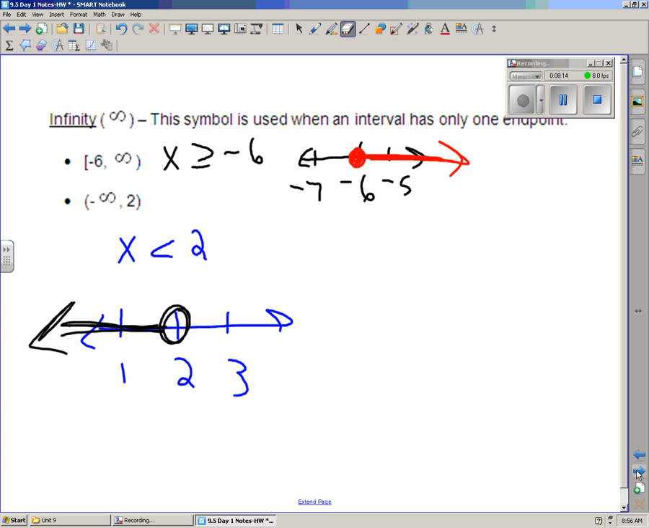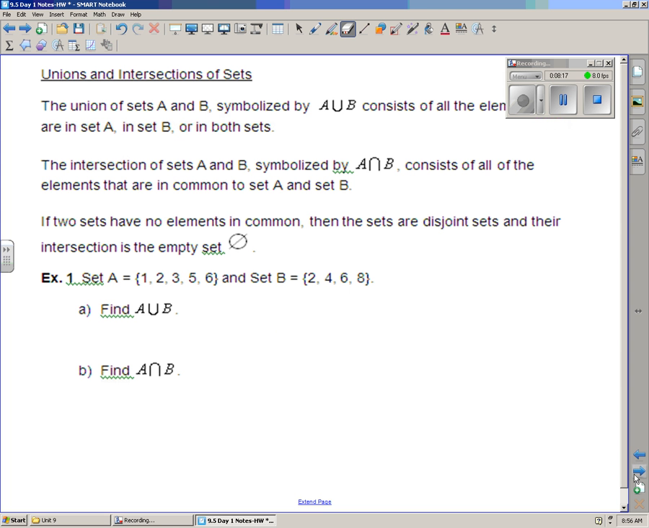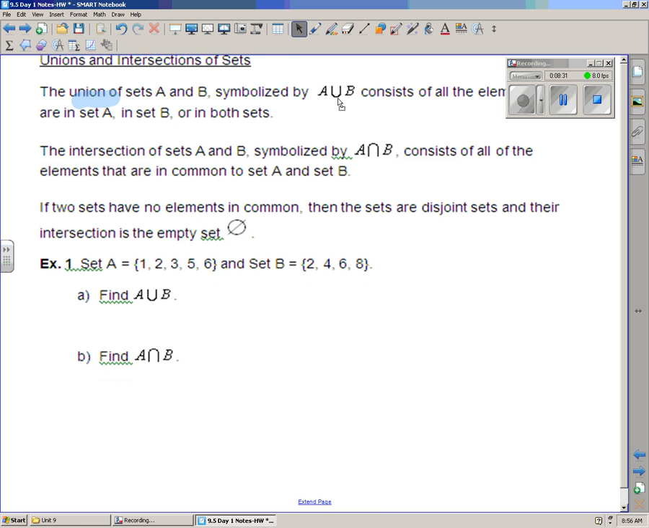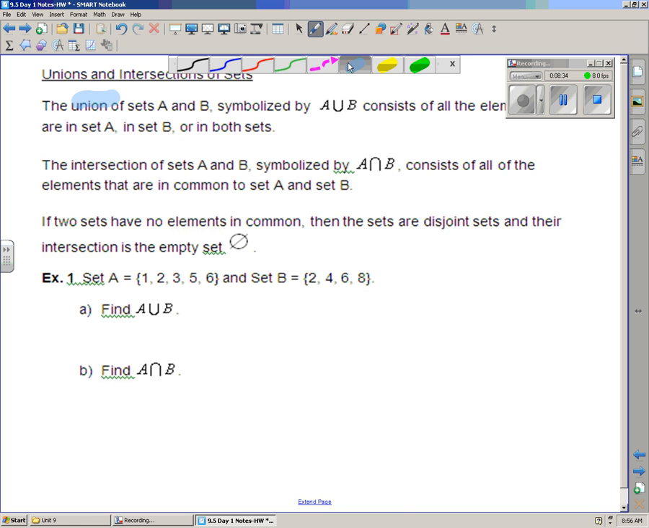We wrap this up with unions and intersections of sets. And the union of sets A and B, think about union as like the marriage. You know, people get married and they bring all their stuff together. It's the union of their marriage. So the union is symbolized by this U. That should also make sense too, union being like a U. So the union of sets A and B, symbolized by A union B, consists of all the elements that are in set A, in set B, or in both sets. So again, think of the word union as like a marriage. And when you get married, you bring everything between the two of you together.